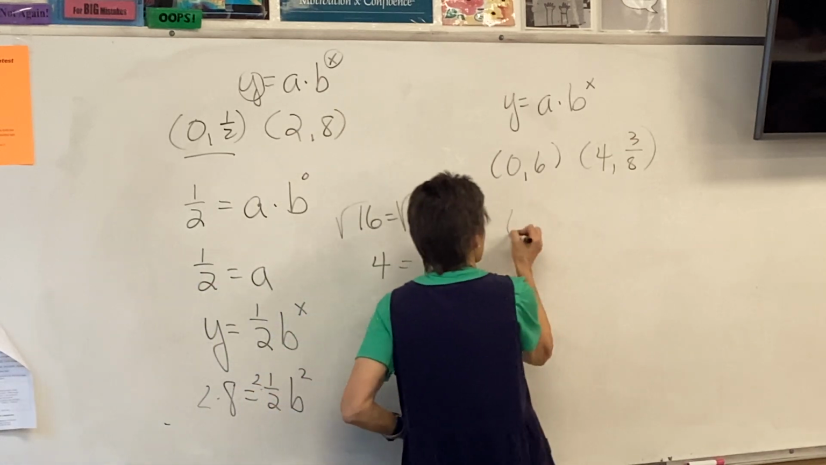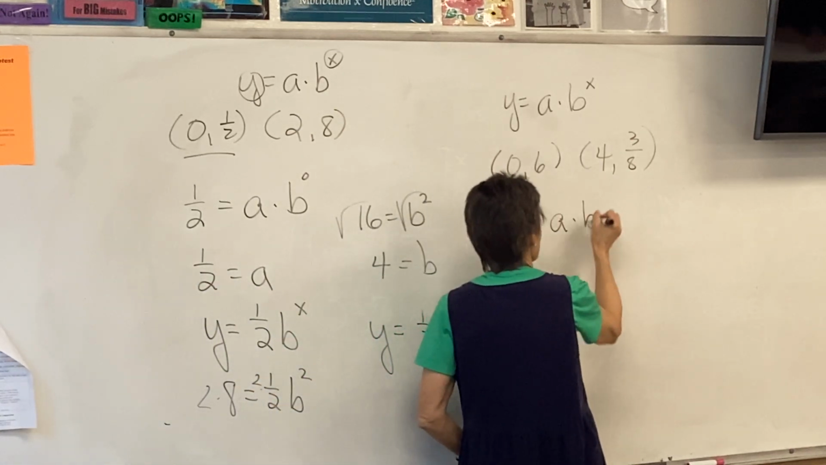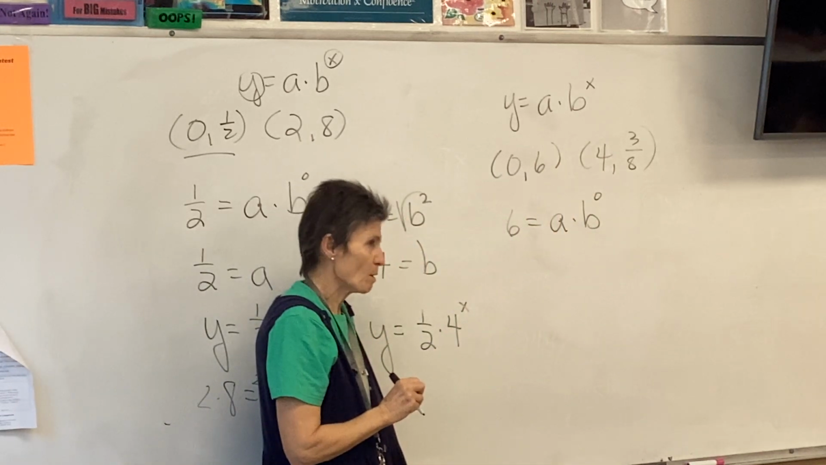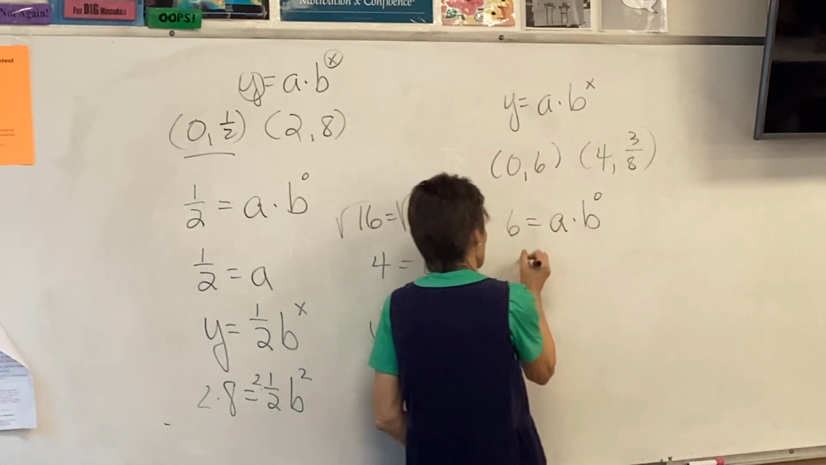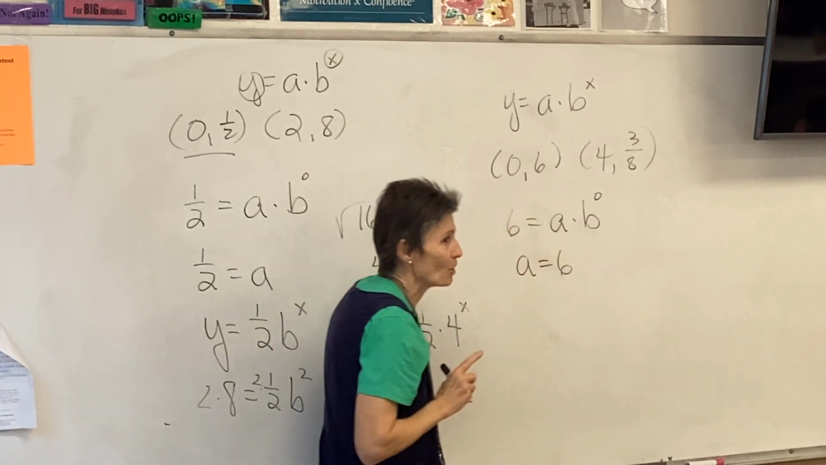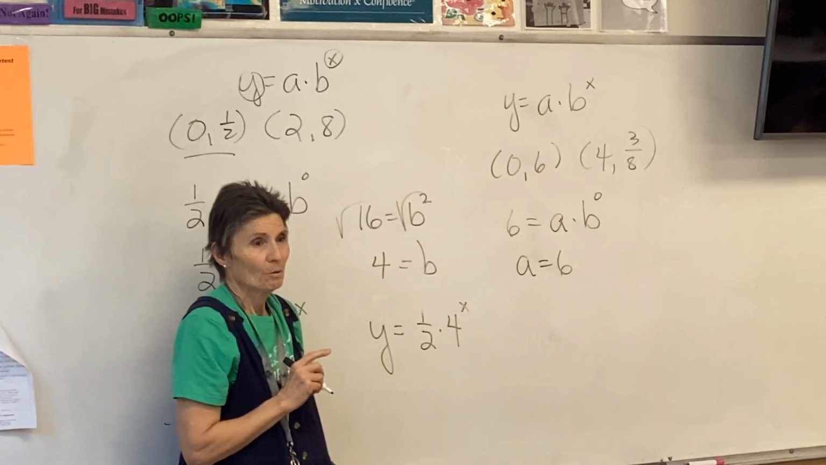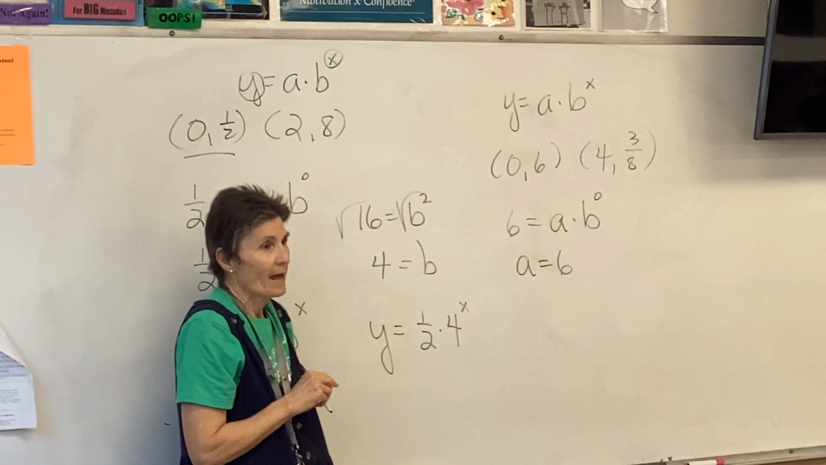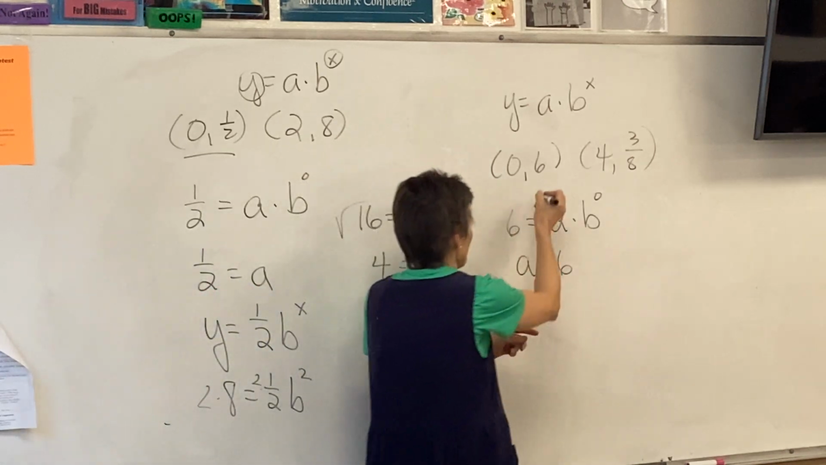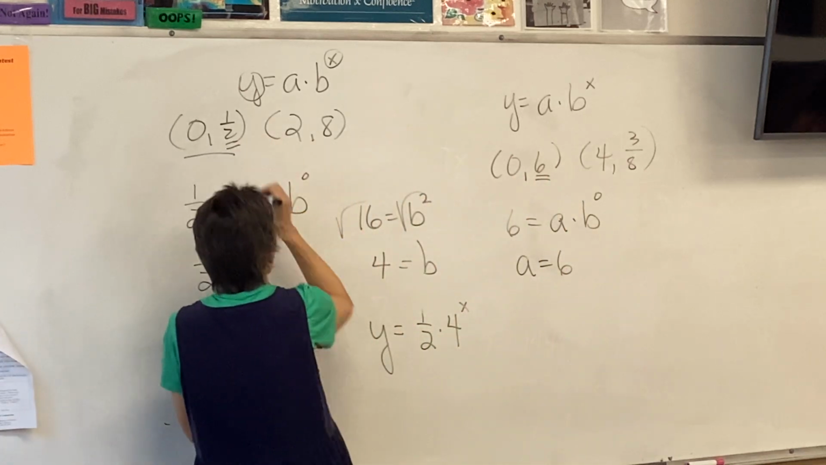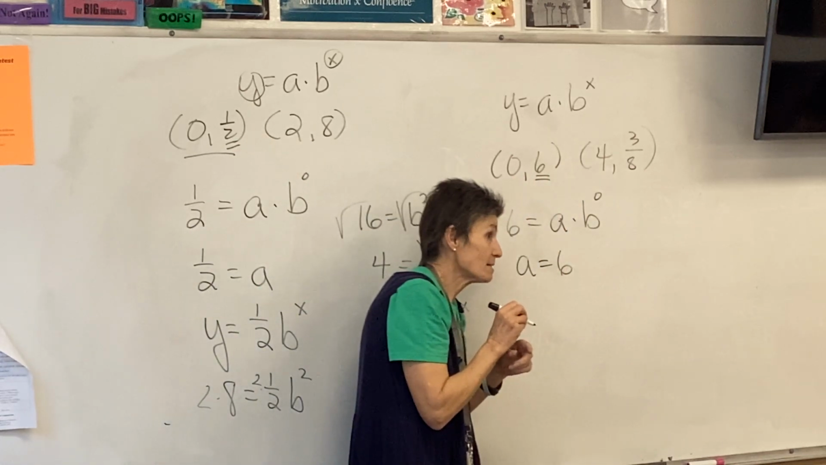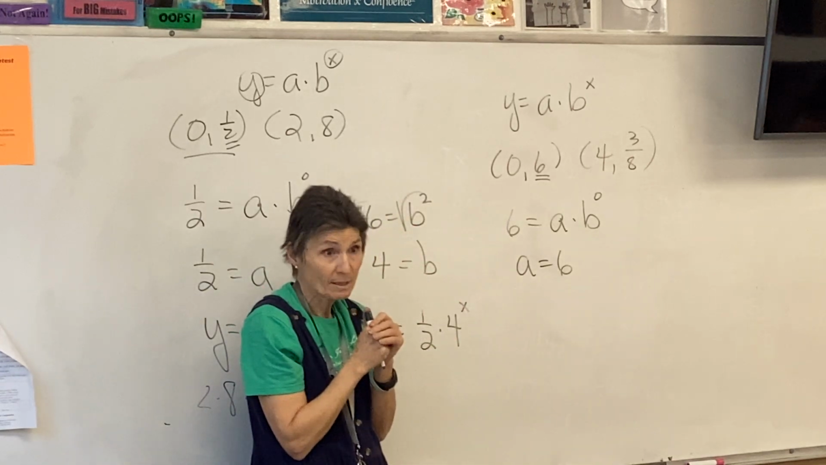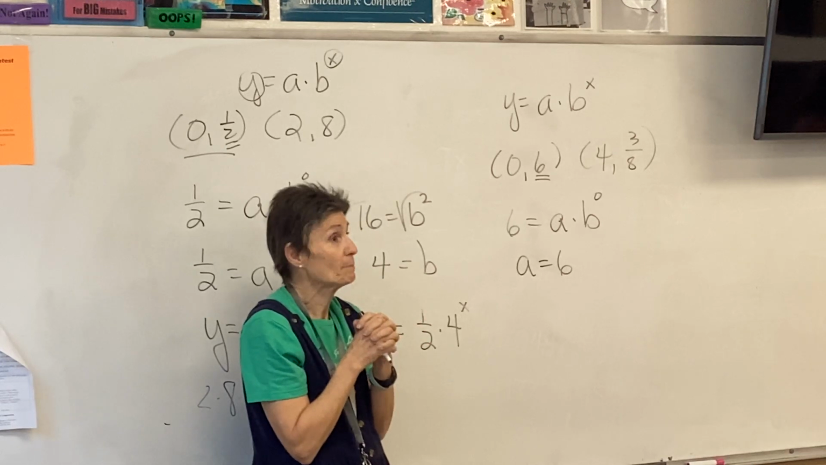All right, so 6 equals A times B to the 0, which tells me what? A is 6. Now, some of you are probably noticing something. What has happened in the 3 problems we've done so far? Hasn't A just turned out to be this number every time? That will always be the case, always. So you can skip that step as far as I'm concerned, because the y-intercept is always going to be A.